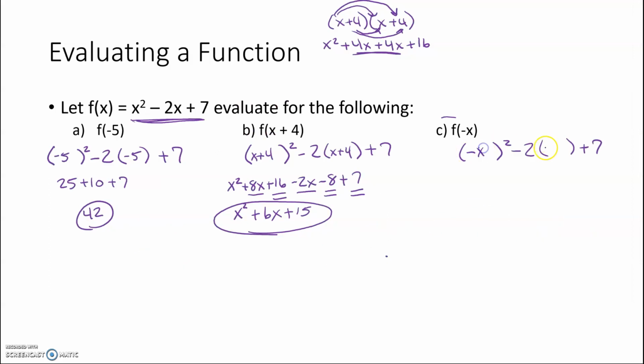Negative x squared is x squared. Negative times a negative is a positive, and plus 7 on the end, and we're done.